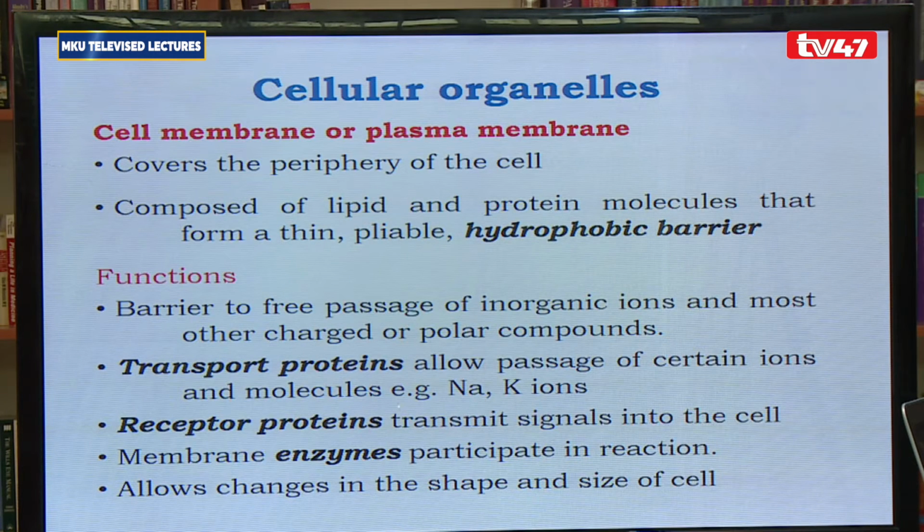Now it is composed of lipids and proteins which form a thin, pliable, hydrophobic barrier. So what do we mean by a thin, pliable, hydrophobic barrier? We say it is pliable, meaning it can be moved around. It is not a rigid structure. This is important because the cell may want to change shape here and there, as we're going to see in processes like phagocytosis, where the membrane has to be fluid so that it can accommodate certain substances moving into the cell and out. So it is pliable, it can move around.